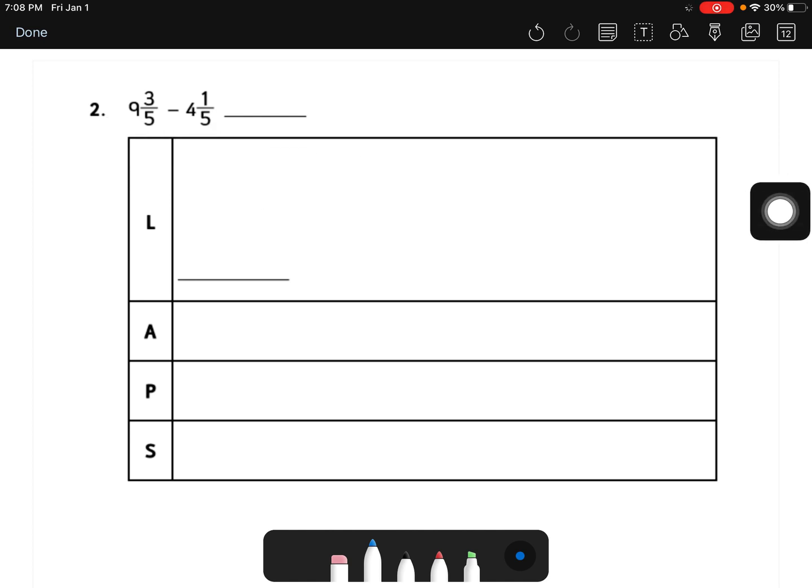9 minus 4 is 5. And 3/5 minus 1/5, that would be 2/5. And then can we simplify it? Nope, 2/5 does not simplify. Our answer is good just like that.